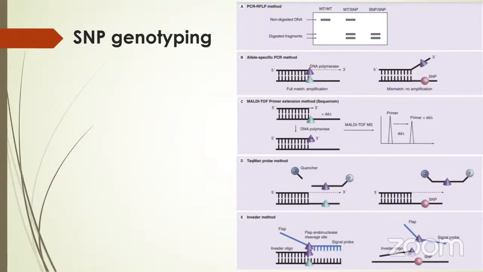This is very simple. One is you can go for allele-specific PCR. Allele-specific PCR means you are amplifying a particular fragment, and if there is a mismatch, it will give a signal. Simply remember the name, and if there is a mismatch, you will get a signal. So allele-specific PCR is there.